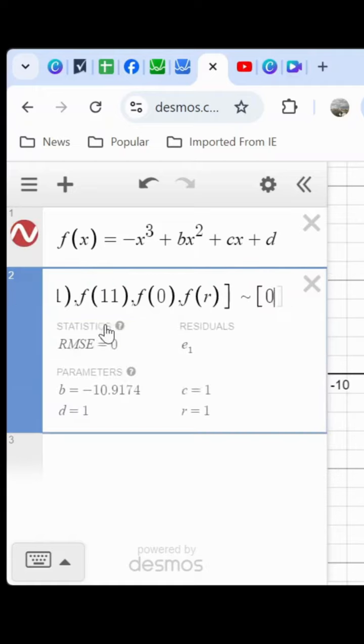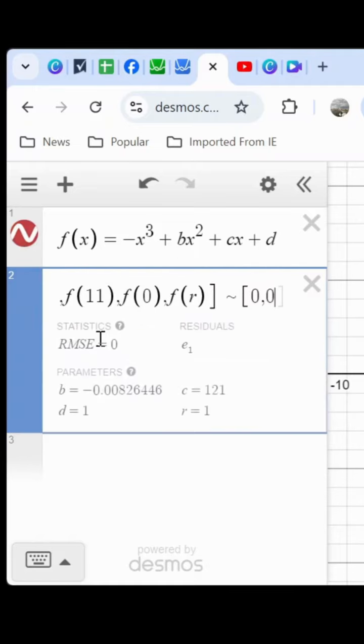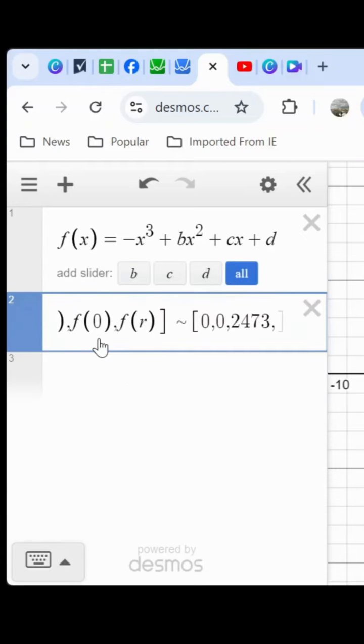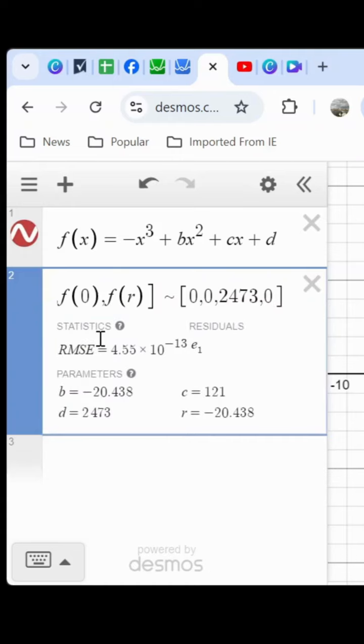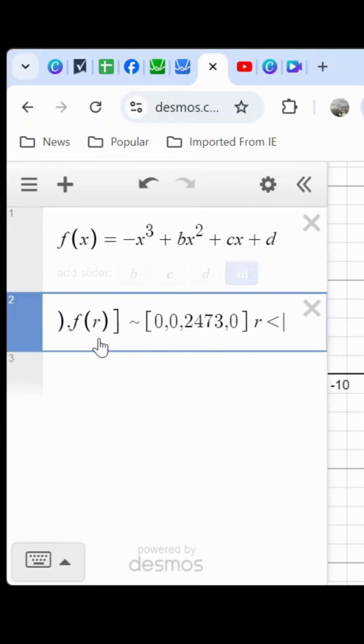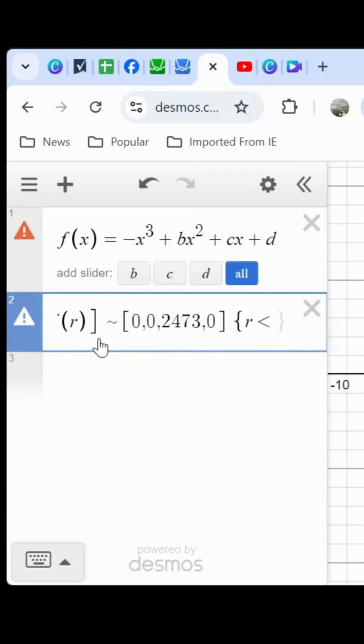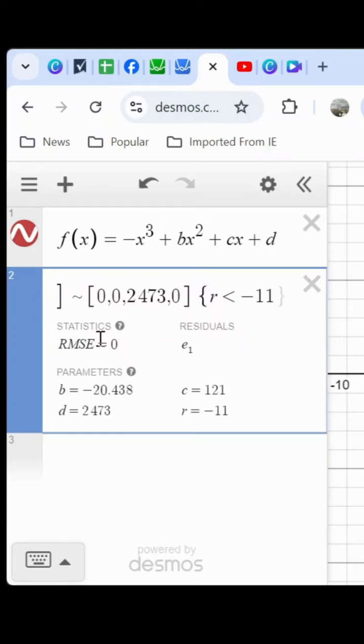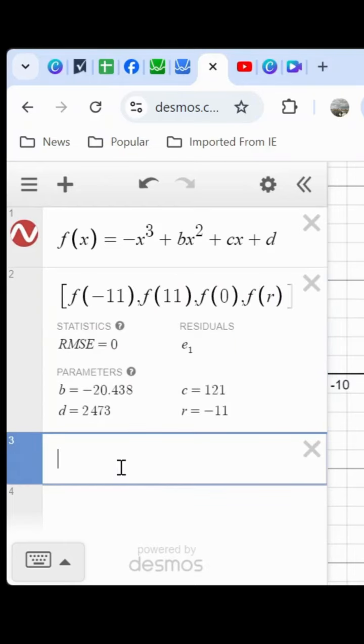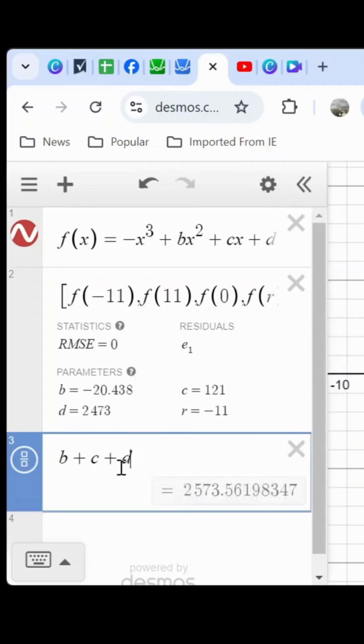So f of negative 11 was 0, f of 11 is 0, f of 0 is 2,473, and f of r is 0. And we want the condition that r is less than negative 11, so we put this in a squiggly bracket. Okay, and we go to here and we say b plus c plus d, and we get our answer of 2,573.56.